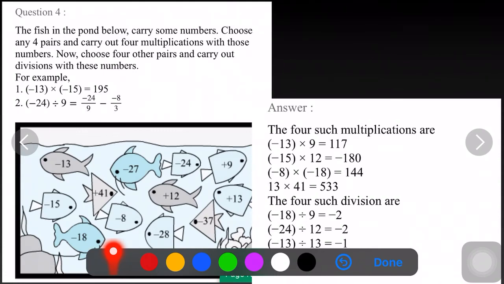Now student, it depends on your will which numbers you want for division and which for multiplication. An example is also given, as you can see, minus 13 into minus 15 is equal to 195. Now the second example is of division. Minus 24 divided by 9 is equal to minus 24 upon 9. As only one negative sign is present, that's why minus 24 upon 9. Reduced form is minus 8 upon 3. I hope student you have understood.